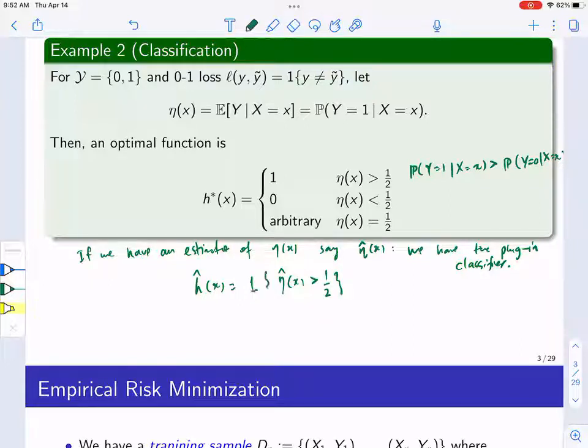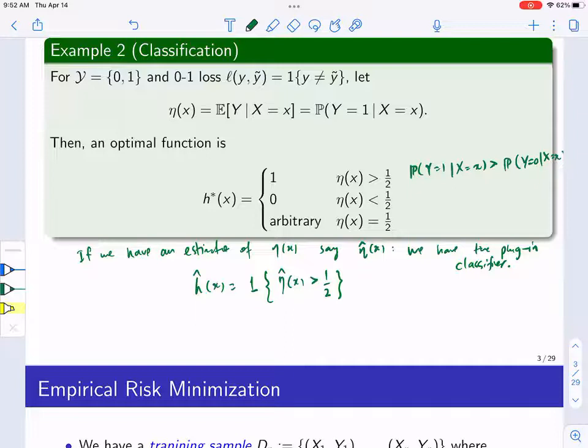It might not be ideal because you're spending your samples to estimate this well everywhere, whereas for classification you just need to figure out the regression function close to the boundary. So you might use your samples more efficiently by targeting that boundary instead.